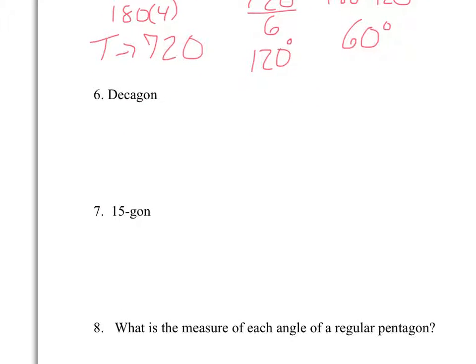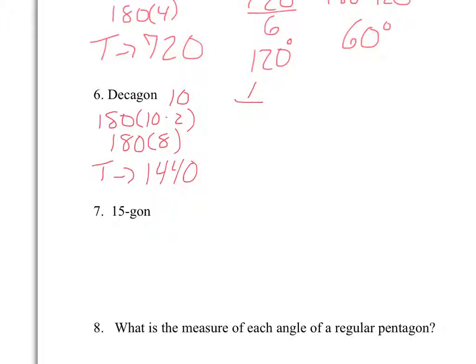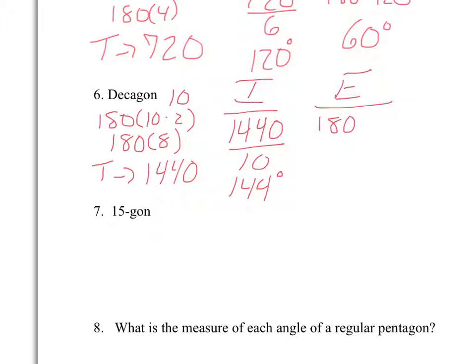So now we're going to look at a decagon. A decagon has 10 sides. So that's 180 times 10 minus 2, 180 times 8, and I get my total to be 1,440. To get my interior angle, I take that 1,440 and divide it by the number of sides, which is 10, and my interior angle is 144 degrees. For my exterior angle, I take 180 minus my interior, which is 144, and I get my exterior angle to be 36 degrees.